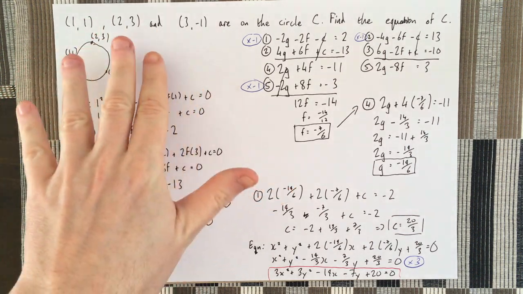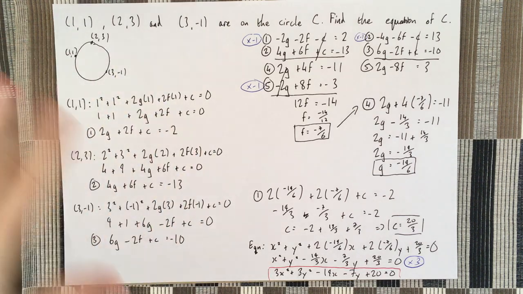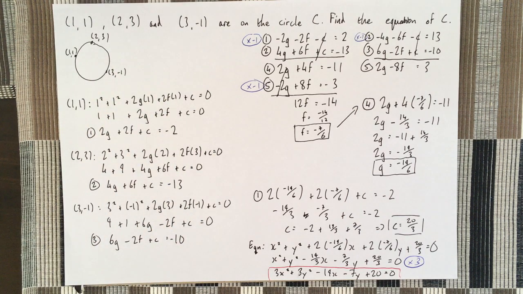We can be given the kind of information in a couple of different ways. I'll do a couple more examples. This is one of them where it gives you 3 points on the circle, but not a diameter or anything like that that lets you get the center or the radius.